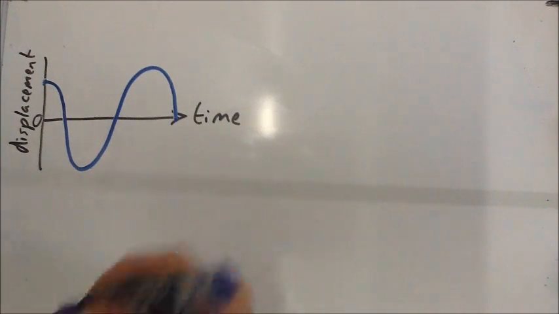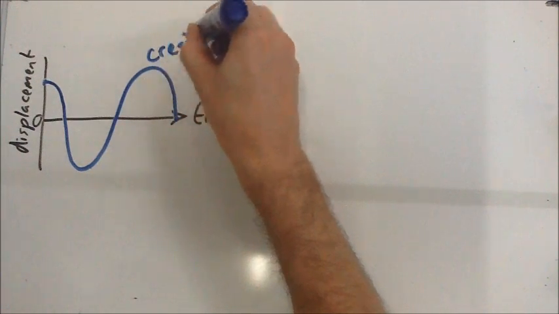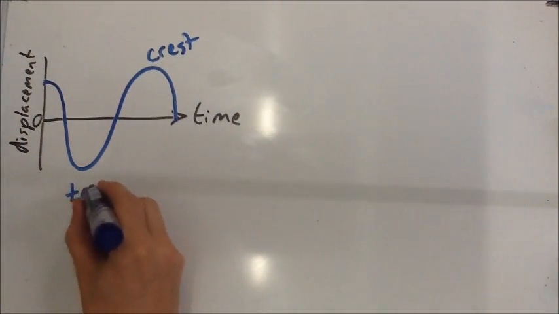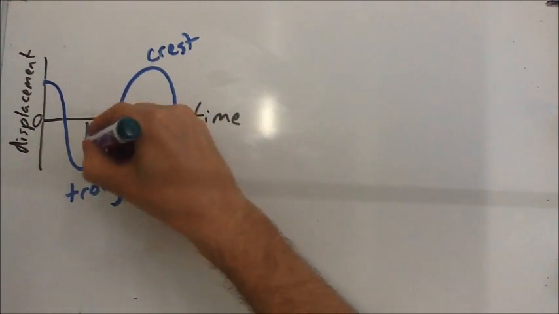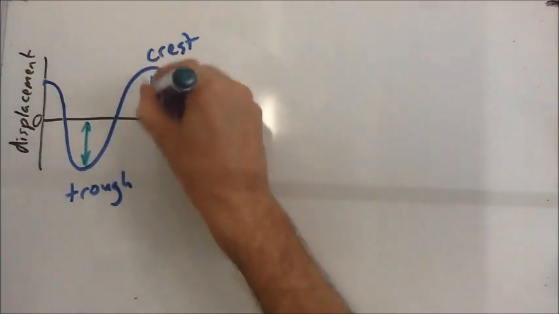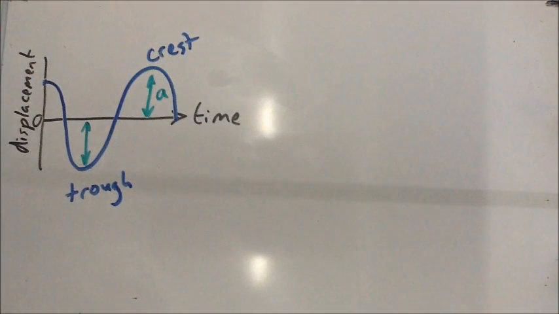Now, in this pattern we have a couple of features. The first thing is the crest and the trough. Okay, so the crest is the high bit, the trough is the lowest point. We also have this value here, and these are the amplitudes. Okay, now they're equal, the amplitudes are equal.